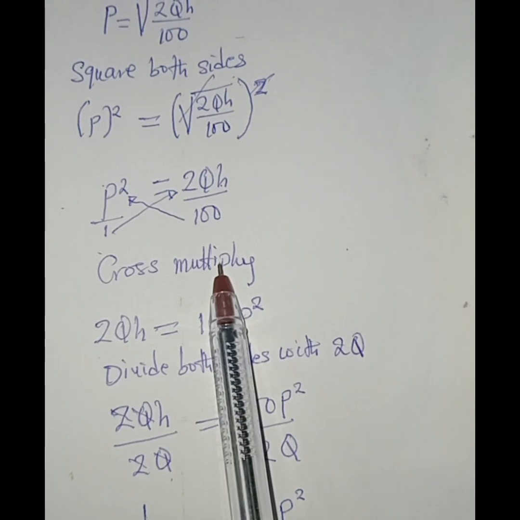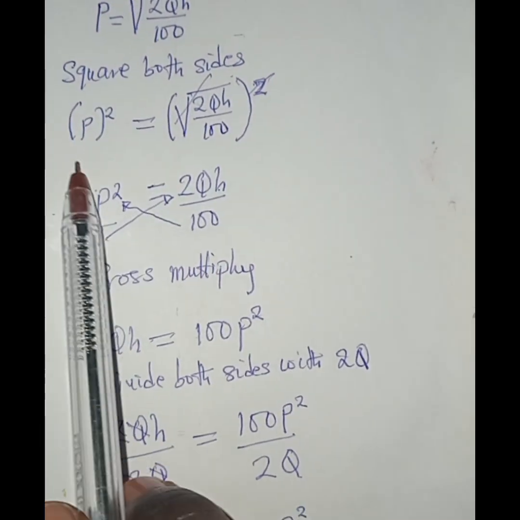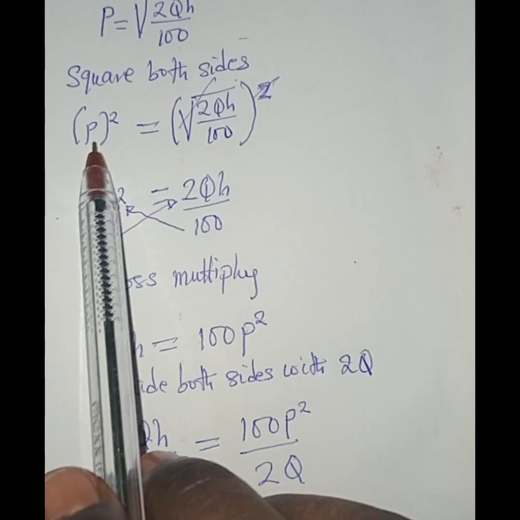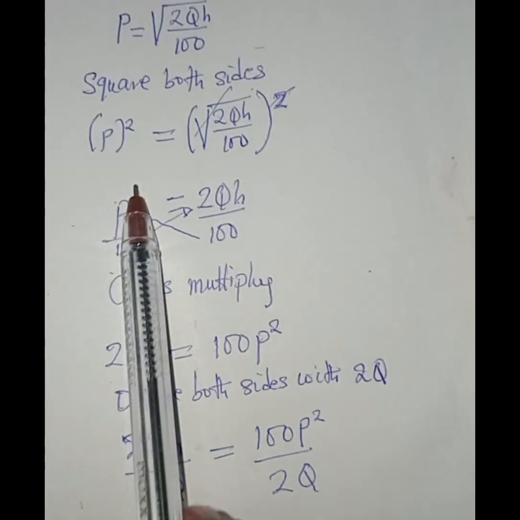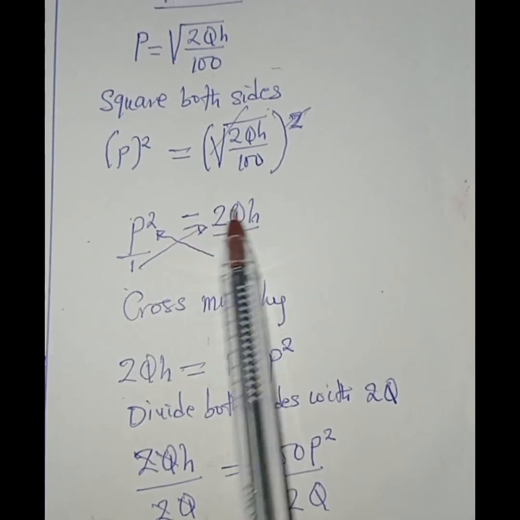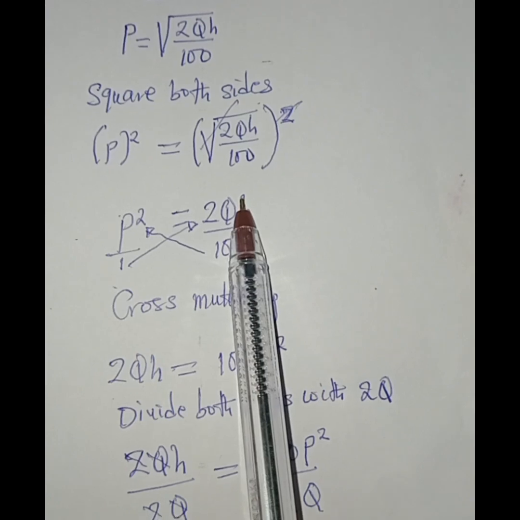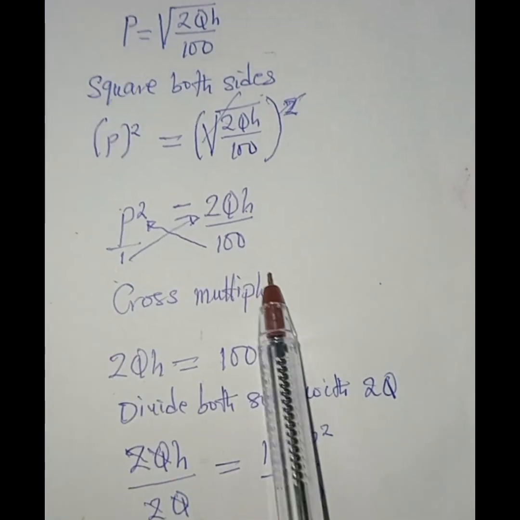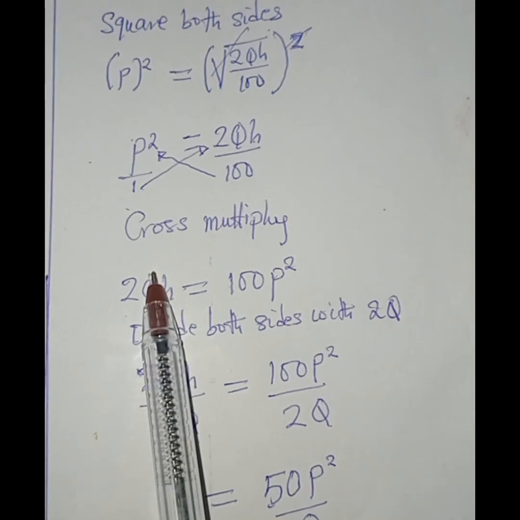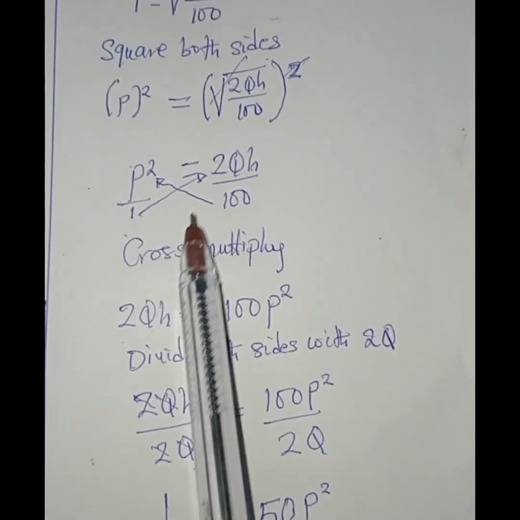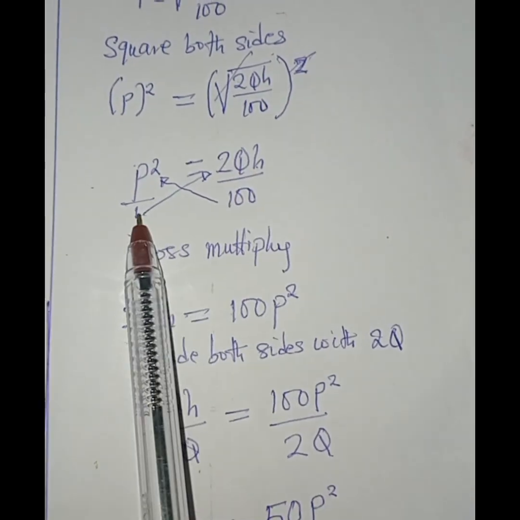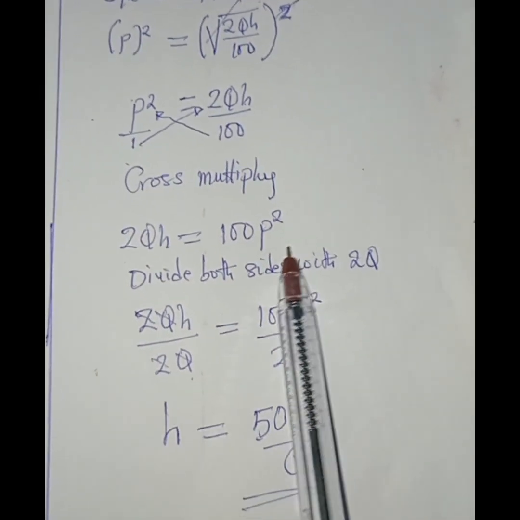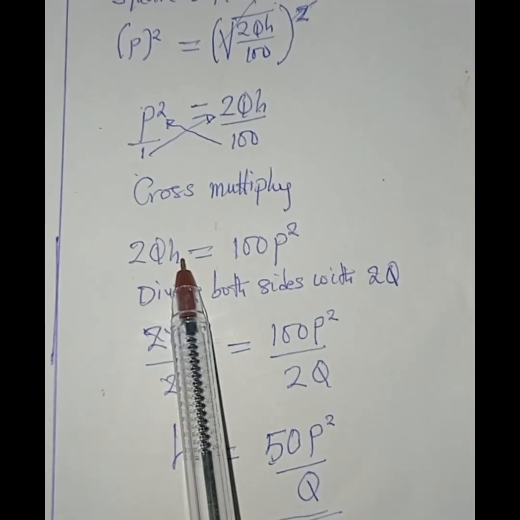So you now say cross multiply. When you cross multiply, this p square has an invisible one under it. Remember, anything divided by 1 still remains the same. So cross multiplication means the numerator of the right hand side will multiply the denominator of the left hand side, and the numerator of the left hand side will multiply the denominator of the right hand side. So 2qh multiply 1 will still give you the same thing. Then 100 multiply p square will give you 100p square. So our focus is how to make h stand alone.